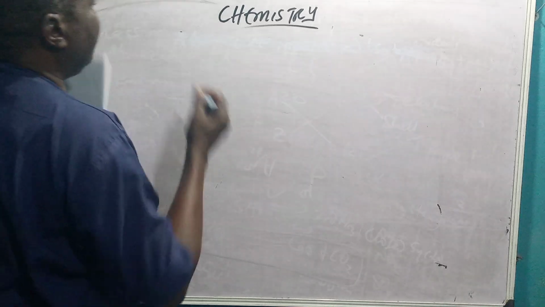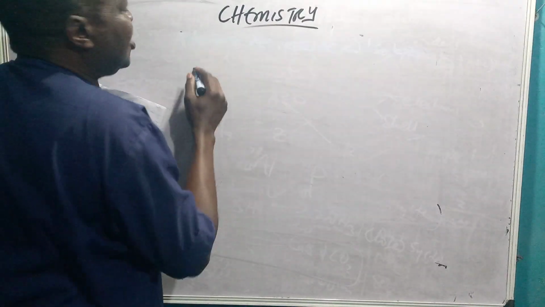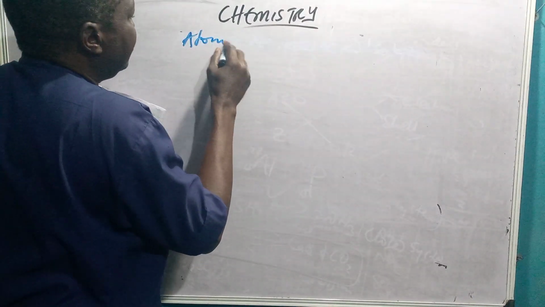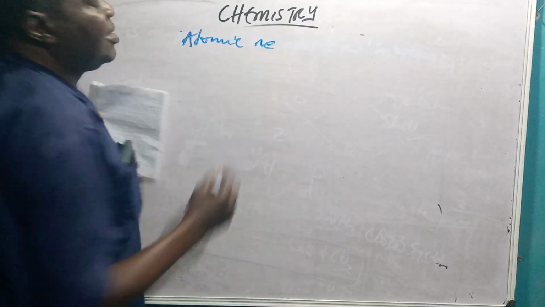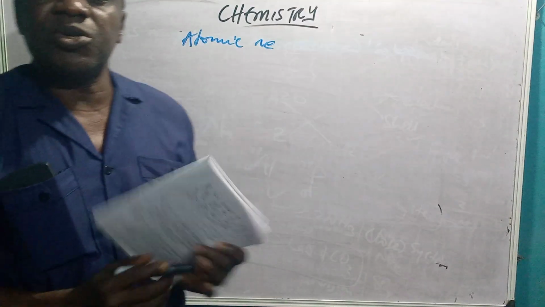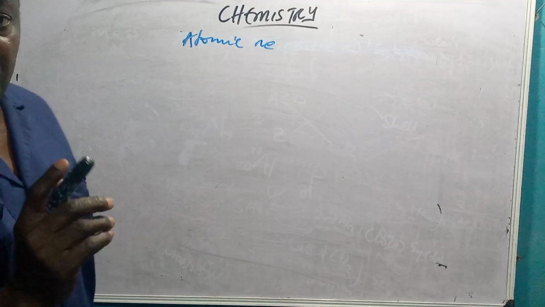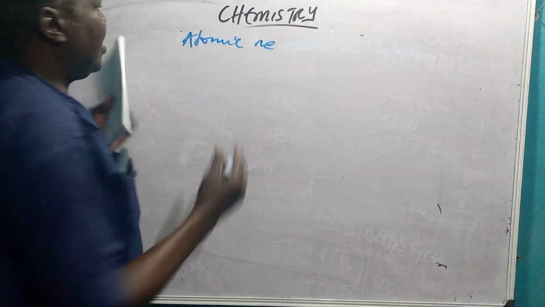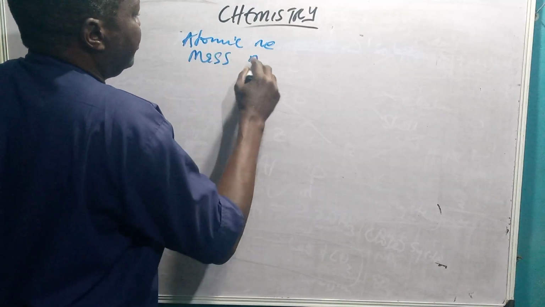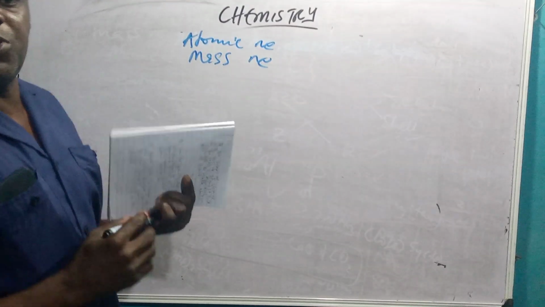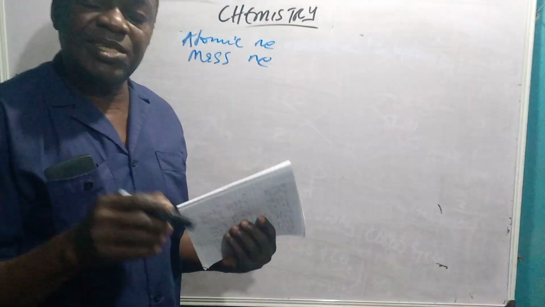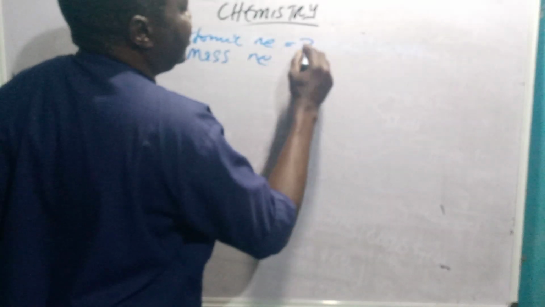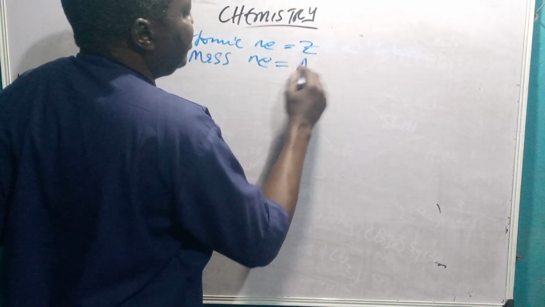Now, atomic number. Atomic number is the number of protons in the nucleus of the atom of an element. Number of protons. While the mass number is the number of protons plus the number of neutrons also located in the nucleus of the atom of an element. Atomic number is symbolized with Z, while mass number is A.